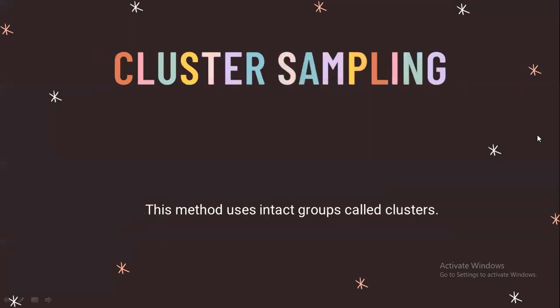Last one, we have cluster sampling. This method uses intact groups called clusters. In cluster sampling, the population is first split into groups. The overall sample consists of every member from some of the groups. The groups are selected at random.